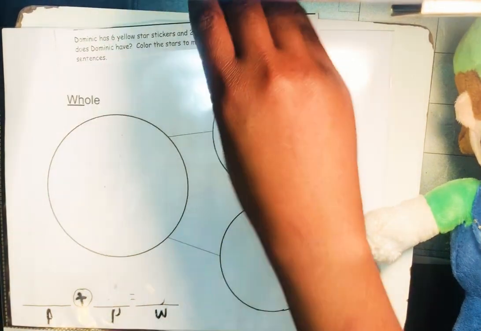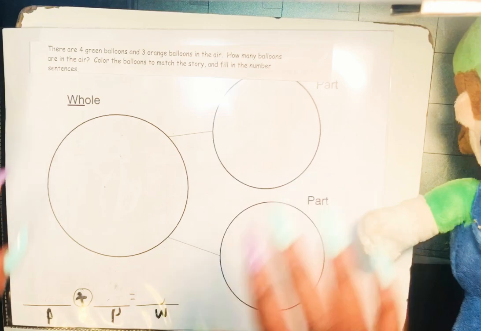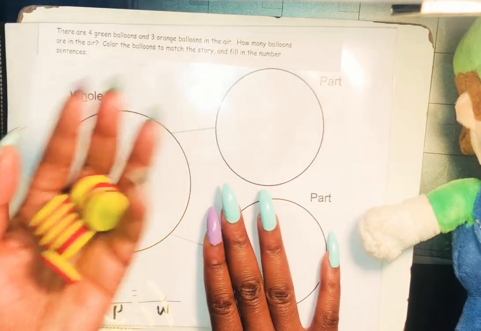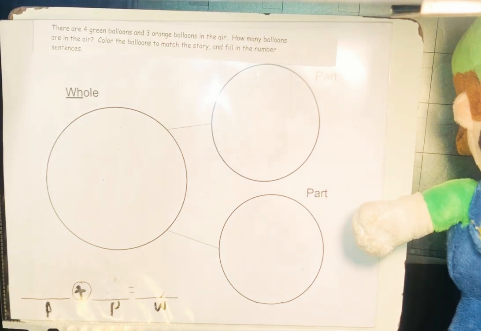So I am going to show my other one. Make sure you're ready with your number bond and your equation and whatever tools you're using at home to help you add. I'm using my counters, but you can use whatever you want, and you can also draw a picture. Okay, so it says there were 4 green balloons and 3 orange balloons in the air. How many balloons are in the air?